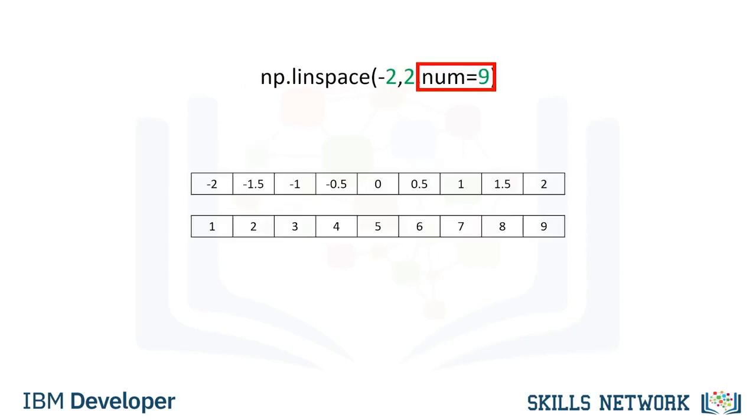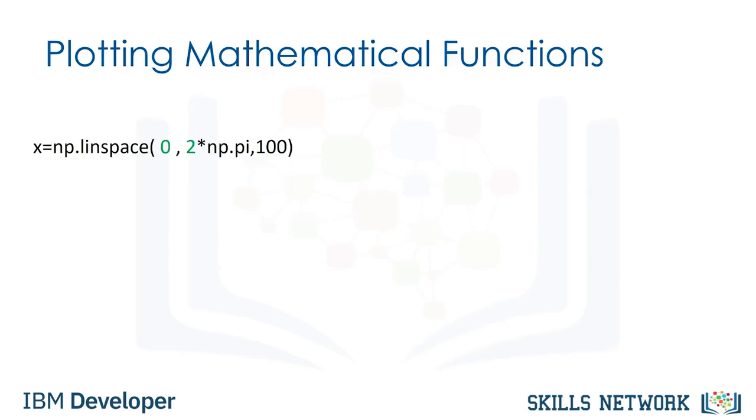If we change the parameter num to 9, we get 9 evenly spaced numbers over the interval from -2 to 2. The result is the difference between subsequent samples is 0.5 as opposed to 1 as before. We can use the function linspace to generate 100 evenly spaced samples from the interval 0 to 2 pi. We can use the numpy function sin to map the array x to a new array y.